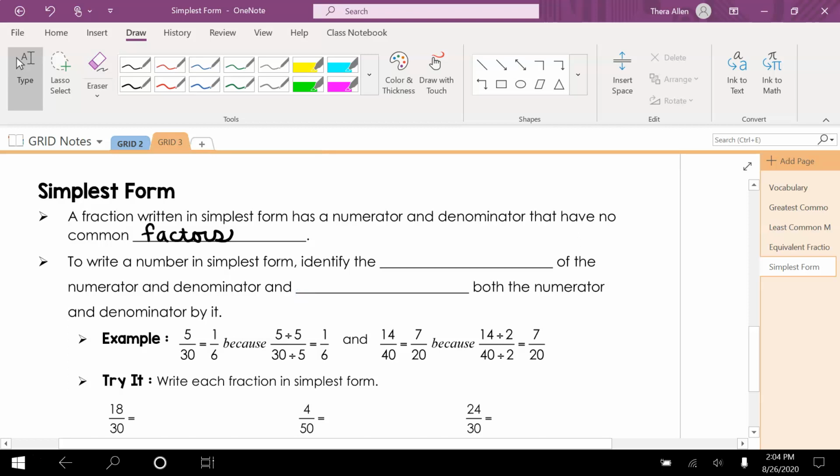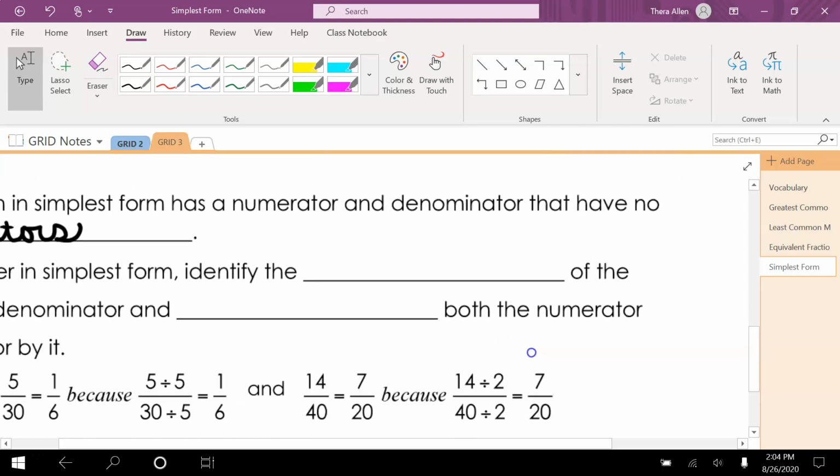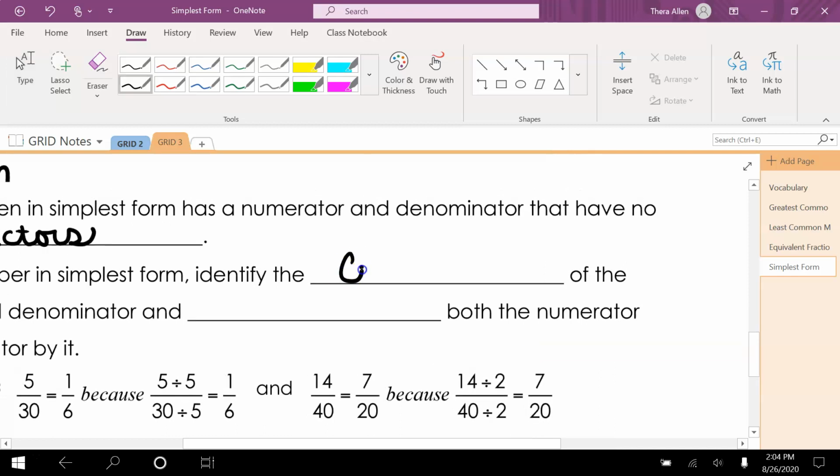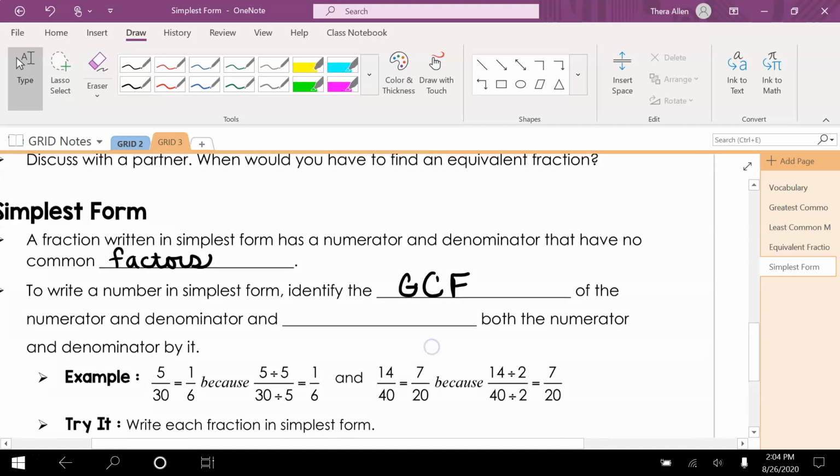To write a number in simplest form, identify the greatest common factor, and I'm going to just put GCF, the greatest common factor of the numerator and the denominator, and divide both by it. And we're going to go over some examples together.